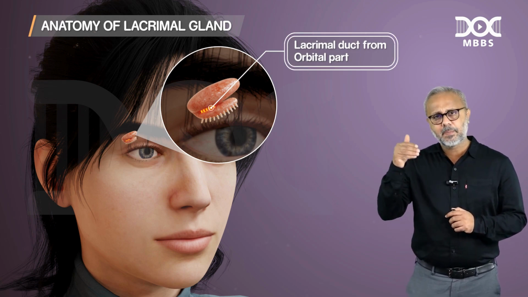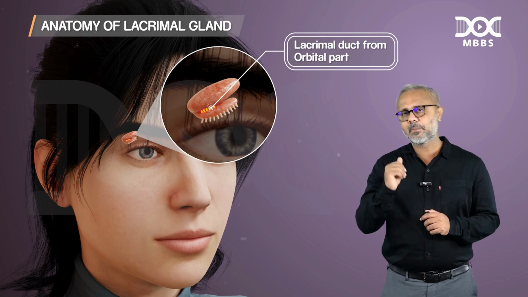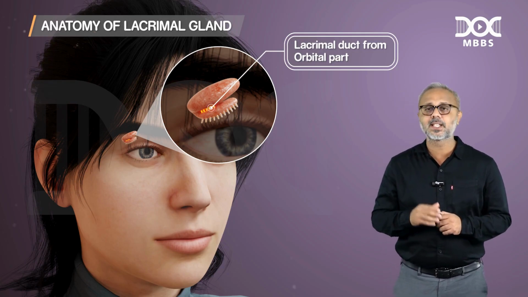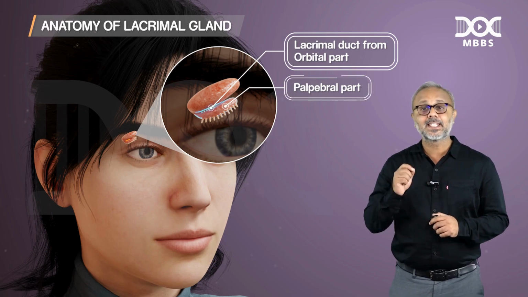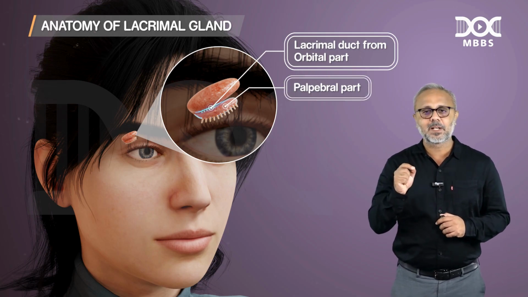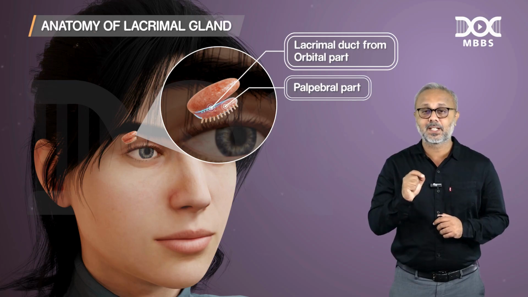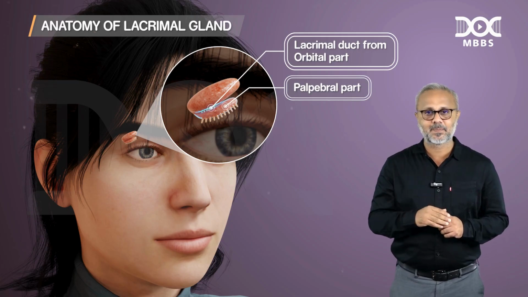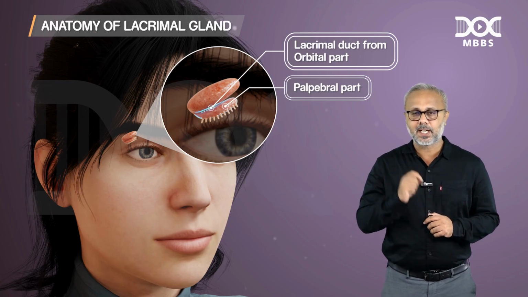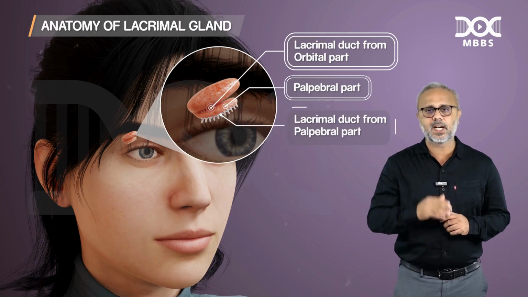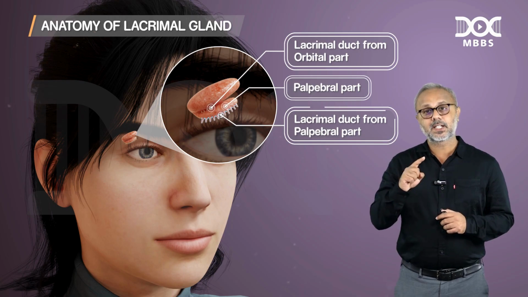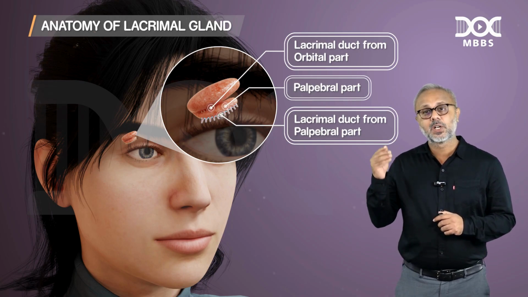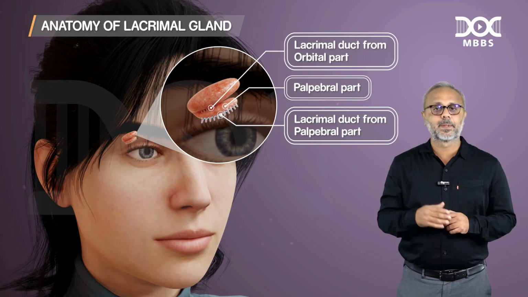These ducts pass through one small part of the lacrimal gland called the palpebral part. As the name suggests, the palpebral part is the part of the lacrimal gland present in the eyelids. The importance of this part is that it also gives rise to ducts, but the ducts of the orbital part also pass through the palpebral part.